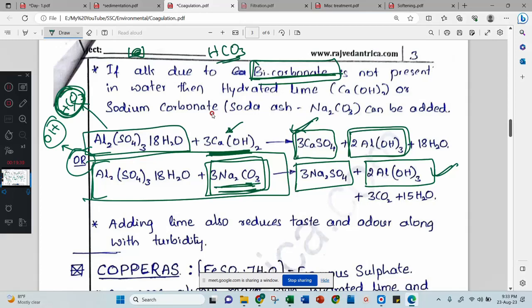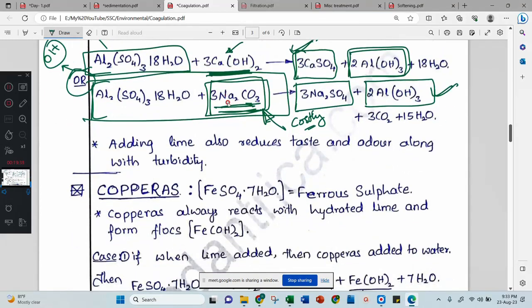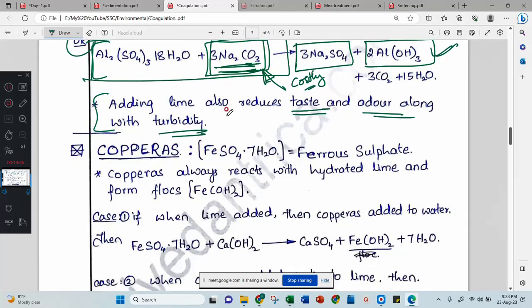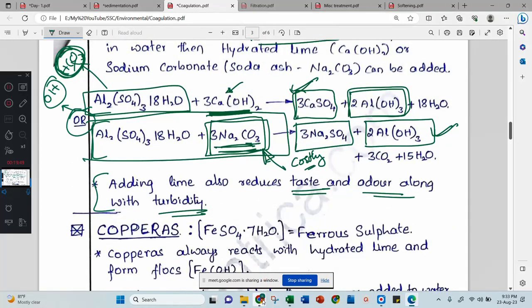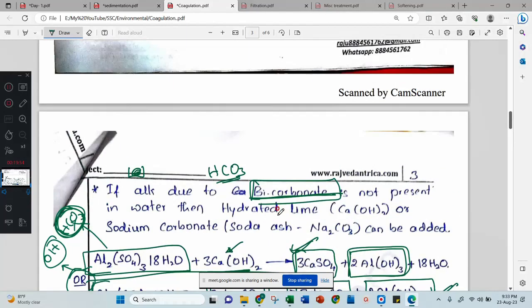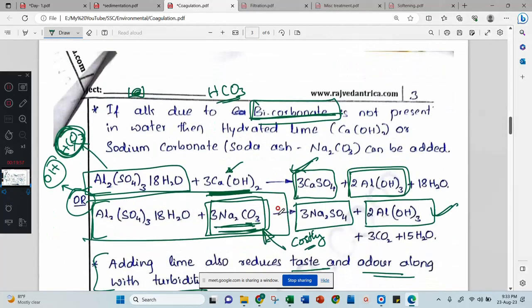But why are we not using this one? Because it is costly compared to the above equations. Adding lime also reduces taste and odor along with the turbidity. Important. So this is why the ideal pH is 6.5 to 8.3, because CO3 is present. Alum will react with CO3 also. Therefore 6.5 to 8.3 is the correct answer, so that you will have CO3 also and HCO3 also.